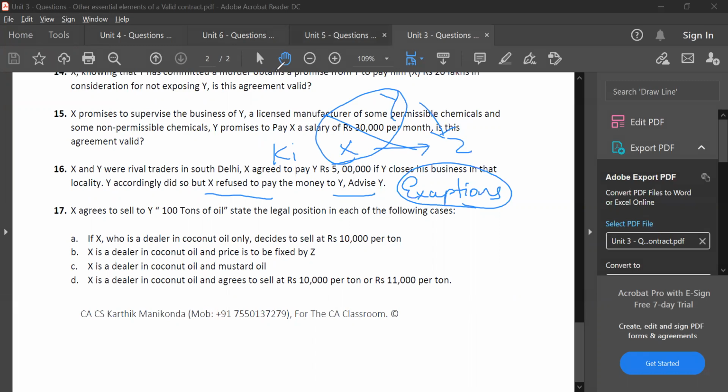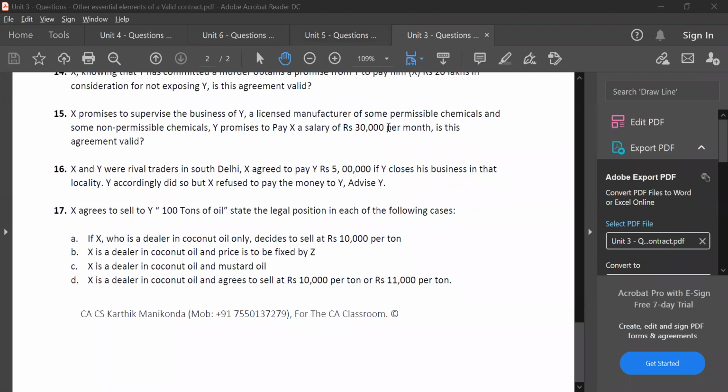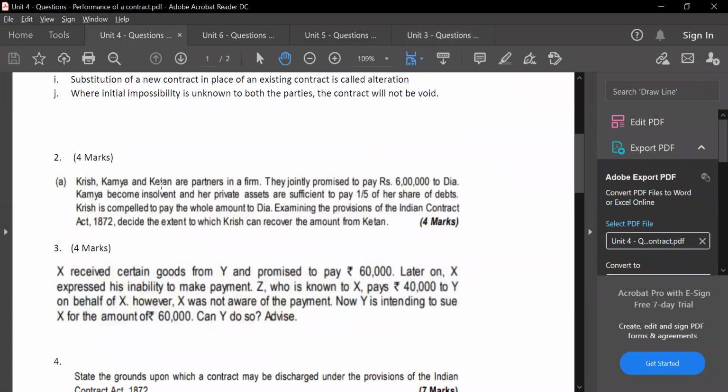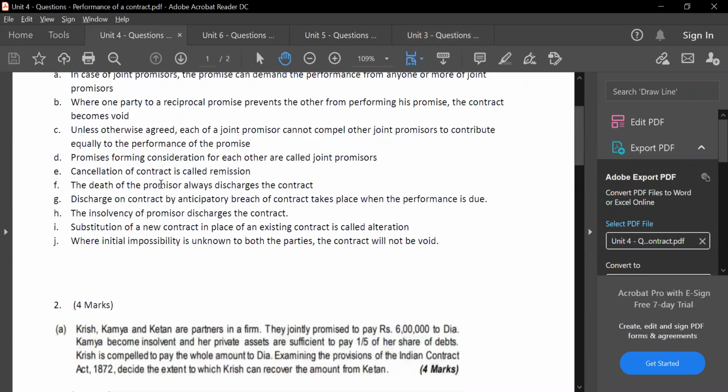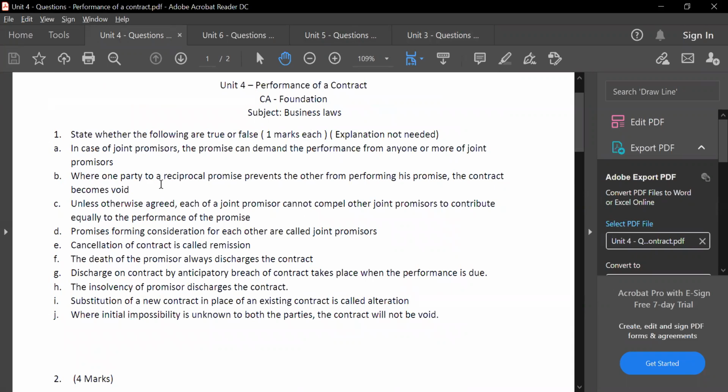Okay, sir. Next, I think one more person had a doubt. I'll just unmute her. Kriti had a doubt. Yeah, Kriti, you can ask your doubt. Good evening, sir. Good evening, Kriti. Yes, sir, I have a doubt in unit number 4, performance of a contract, on novation and alteration. Can you explain, sir? Sure.